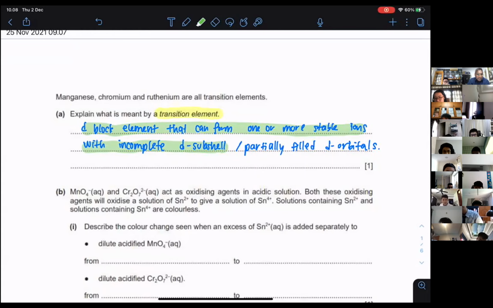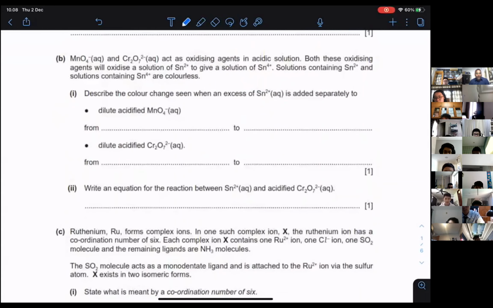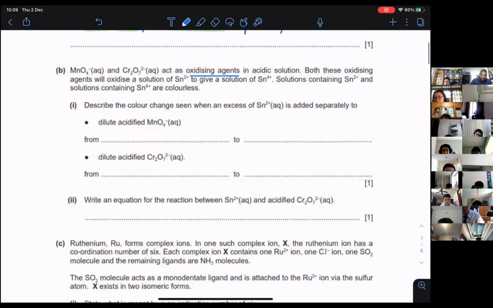Now, if you look at this one, this is going to be quite easy to answer also. Manganate ion and dichromate ions act as oxidizing agents. You should know they are very good oxidizing agents. Recently we learned that carboxylic acid can be oxidized, because last time we learned carboxylic acid cannot be oxidized. Let's see whether you still remember this.